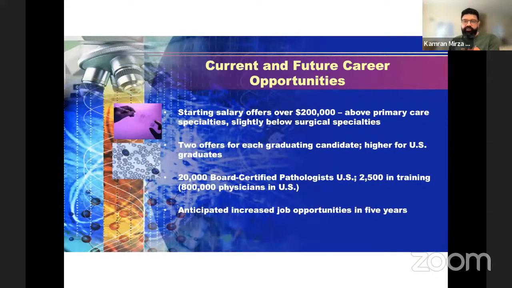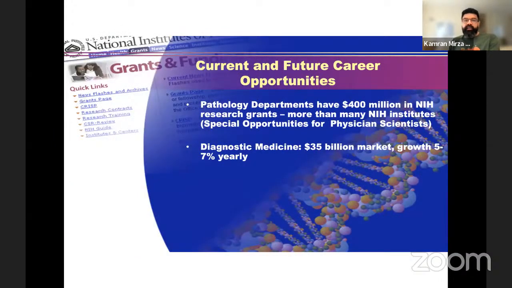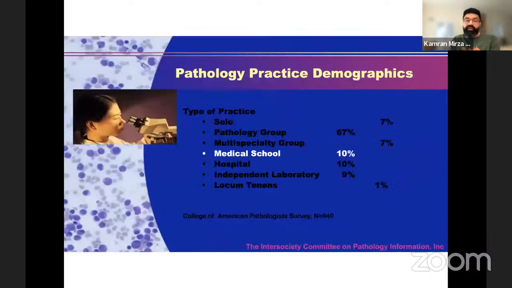Starting salaries in the US are over $200,000. It's more if you go to obviously smaller cities and in community hospitals, and it's a little bit less if it is in academic centers in big cities. But there are lots and lots of board certified pathologists, and we always need more. There are lots of research opportunities. This is old data, but at that time, pathology departments had $400 million in NIH research grants. And diagnostic medicine, if you think about molecular pathology and personalized medicine, which will be controlled by pathology in many ways, not controlled by, but involved with pathology in many ways, it's a growing market and people continue to fund it.